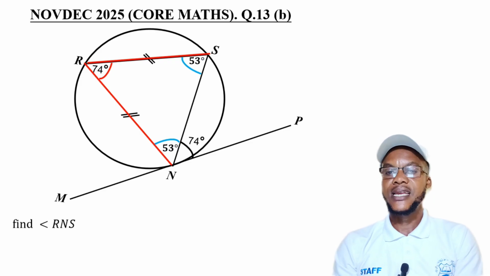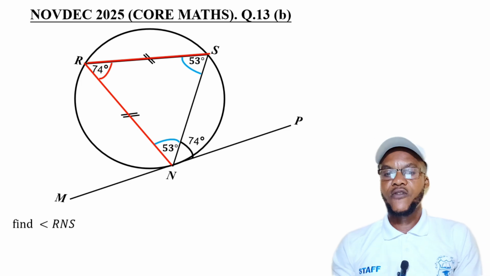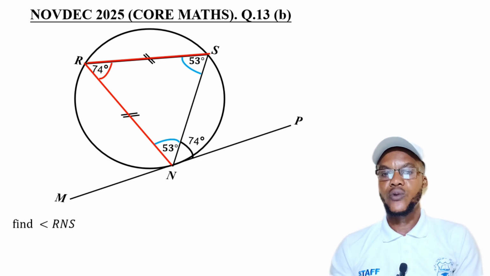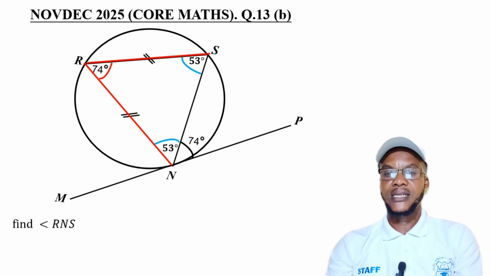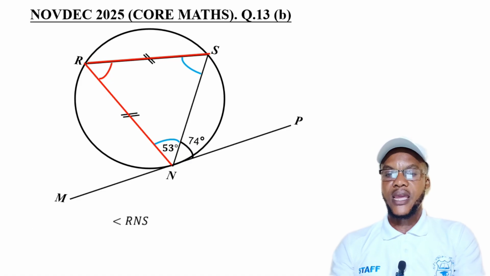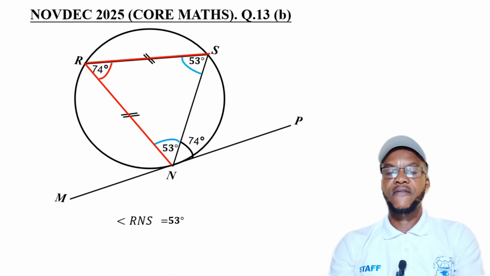We've gotten our answer, because we are asked to find RNS, and we have calculated that as 53 degrees. Therefore, we can conclude that angle RNS is 53 degrees. Very easy. When you have questions of this nature, this is how you solve them.